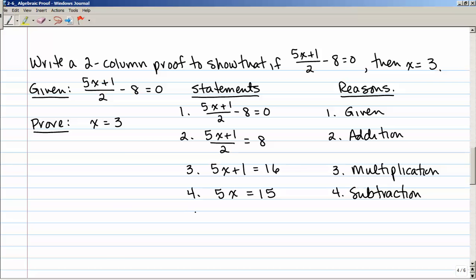And the last thing I would do is divide both sides of the equation by 5, which leaves me with x equals 3. And that would be the division property. You know you're finished with a proof when your last statement is what you were trying to prove. Notice that statement number 5 says x equals 3, and that's what I was trying to prove. So I'm basically done with my proof.